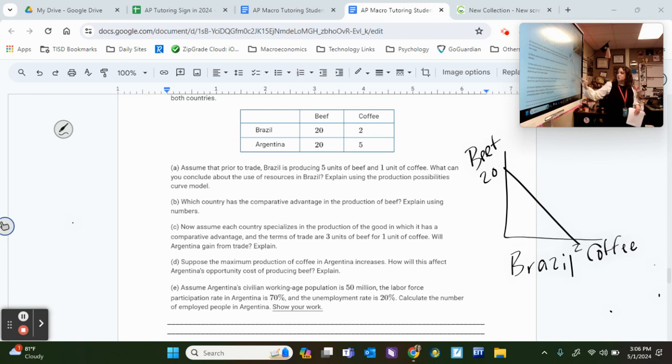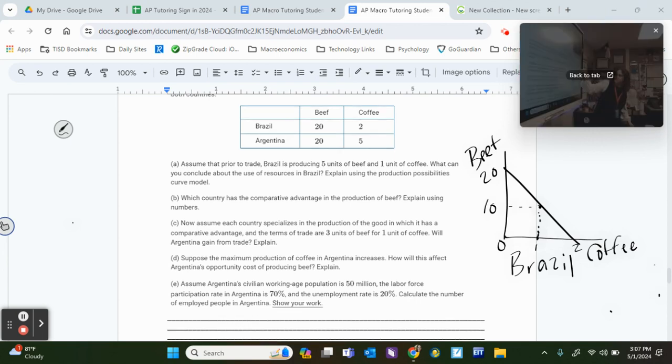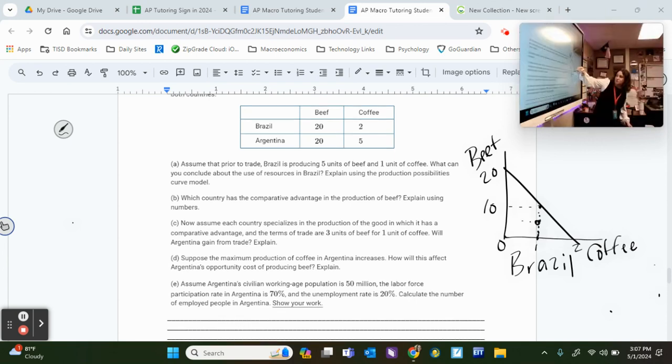Okay, so if this is 2 and this is 1 and this is 0, what would 1 be hitting here? No. 10. Because that's the ratio. It's like the slope. Does that make sense? But it's not at any of those. It's at 1 coffee and 5. This would be 5 right here. That's where they're at. They're at point A.